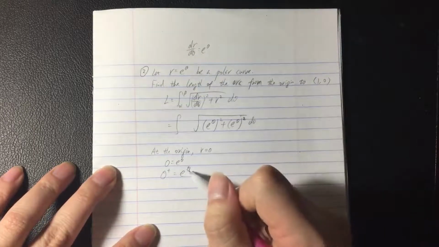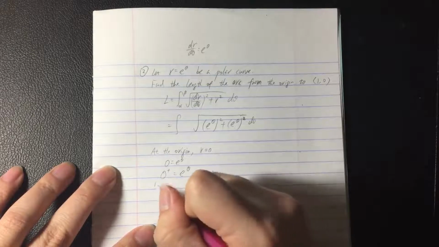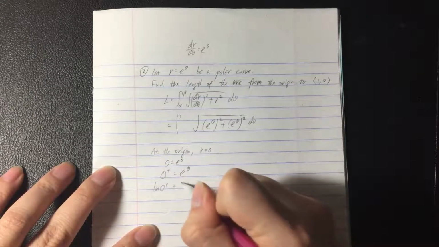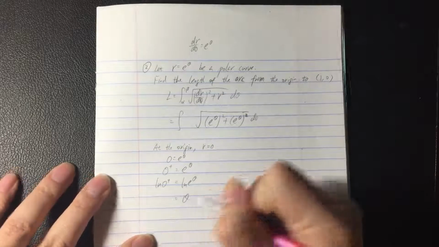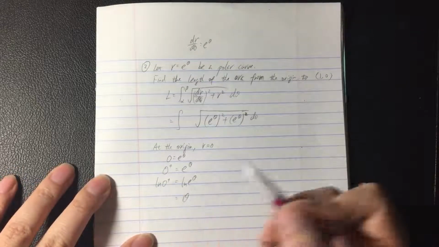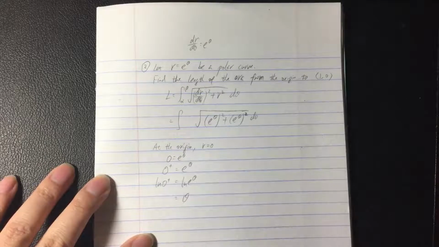Then in order to solve for theta, we apply the natural log on both sides. Here I get theta by itself. What's the natural log of 0?